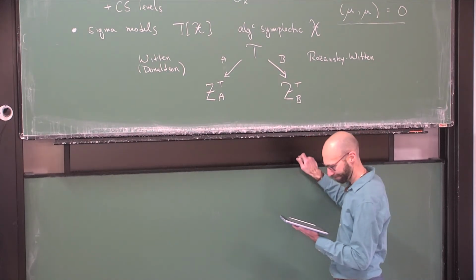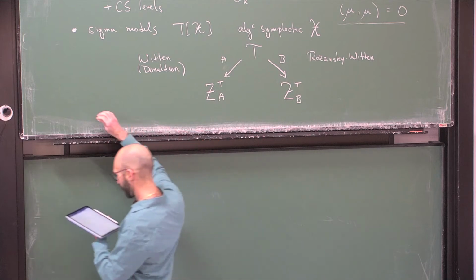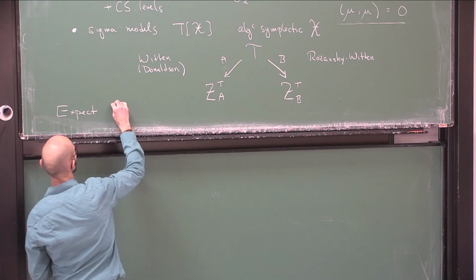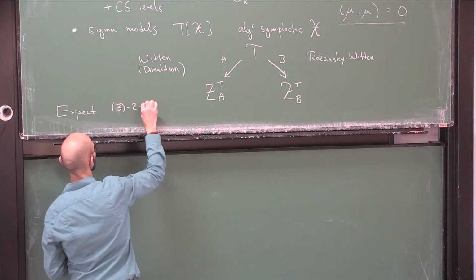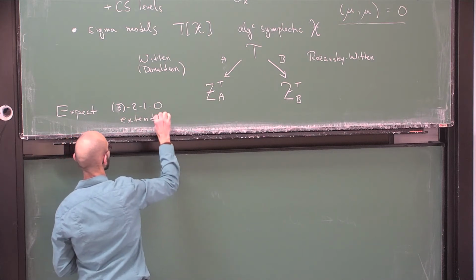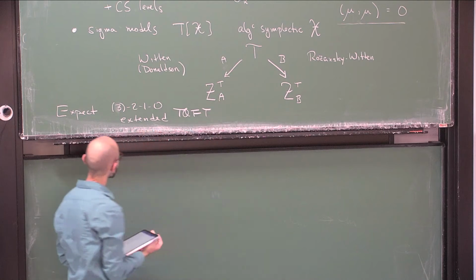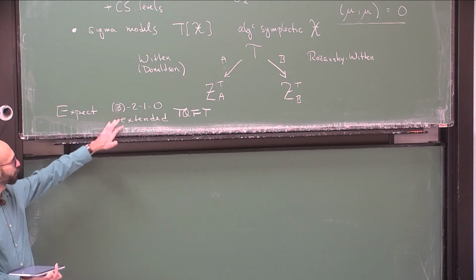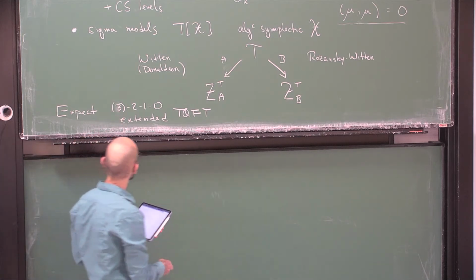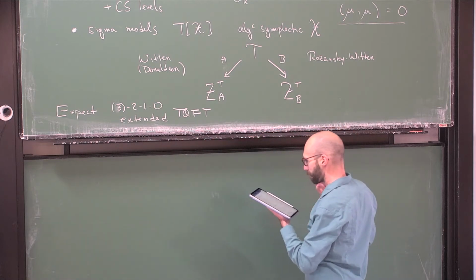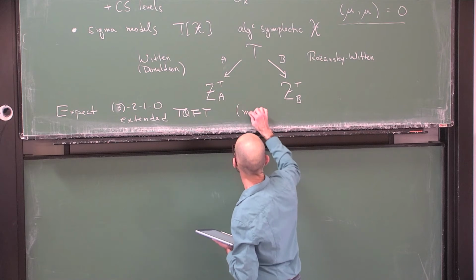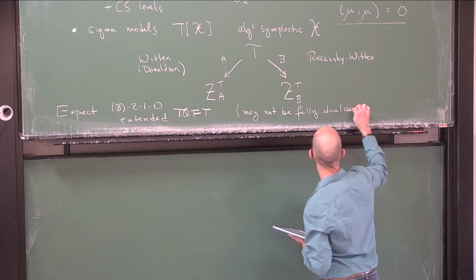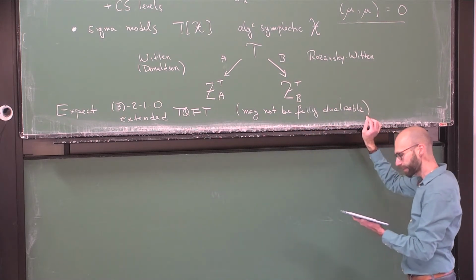So one expects these to be extended, maybe 3, 2, 1, 0 extended TQFT. The 3 I put in parentheses because there may be issues in getting finite 3-manifold invariants. So let's say they may not be fully generalizable. And there are two of them.